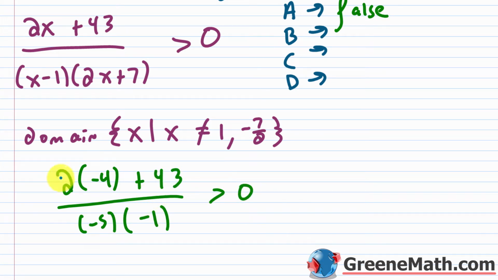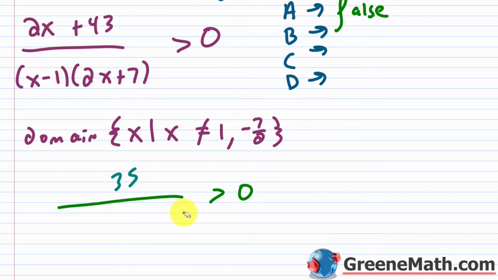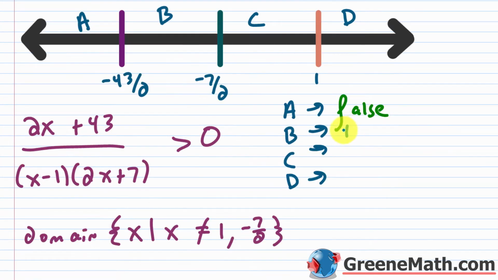But for completeness, just in case you want to see it, 2 times negative 4 is negative 8, and negative 8 plus 43, that's 35. And then negative 5 times negative 1 is 5. So this would be 35 over 5, which is 7. And of course, 7 is greater than 0. So we'll come back here and say this is true. And then for C, we have between negative 7 halves and 1. So I would just pick 0. And this is really easy to do. So this is gone. So you have positive 43 here.